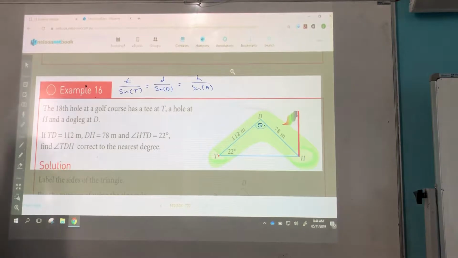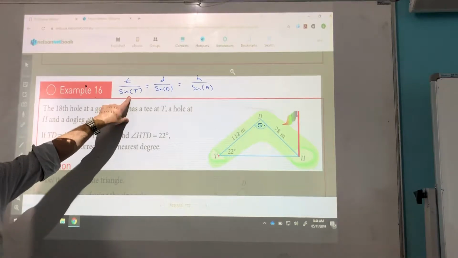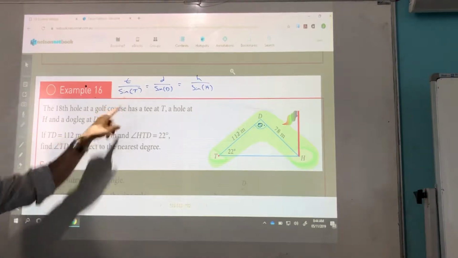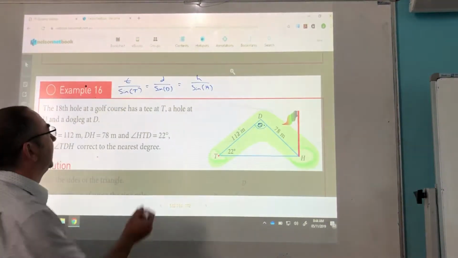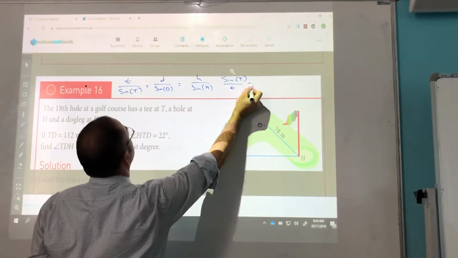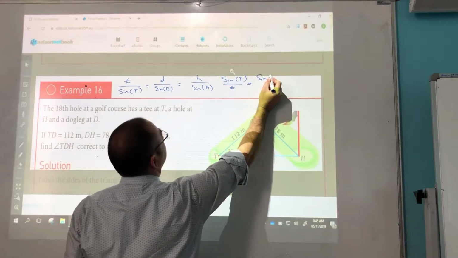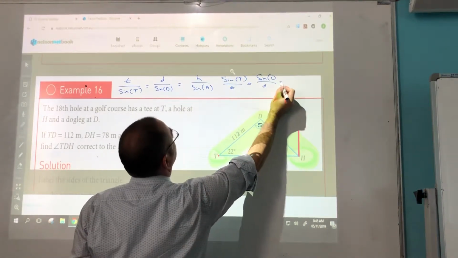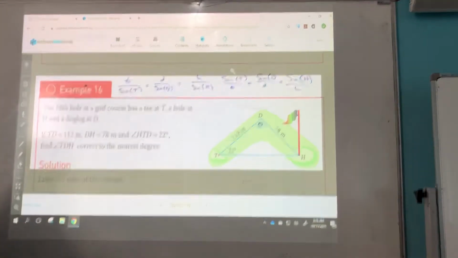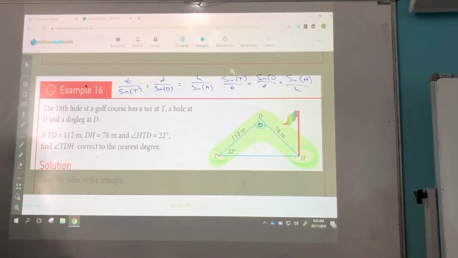It might be worth having a go at flipping it. Just to demonstrate that, because everything's ratios and proportions in triangles, you can actually flip that whole formula and say sine T over T equals sine D over D equals sine H over H. So we might have a go with that one and see whether it's easier for you guys.